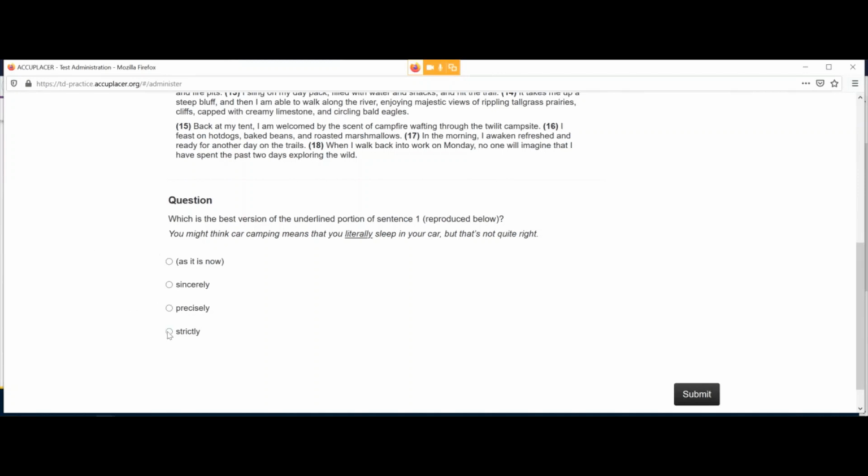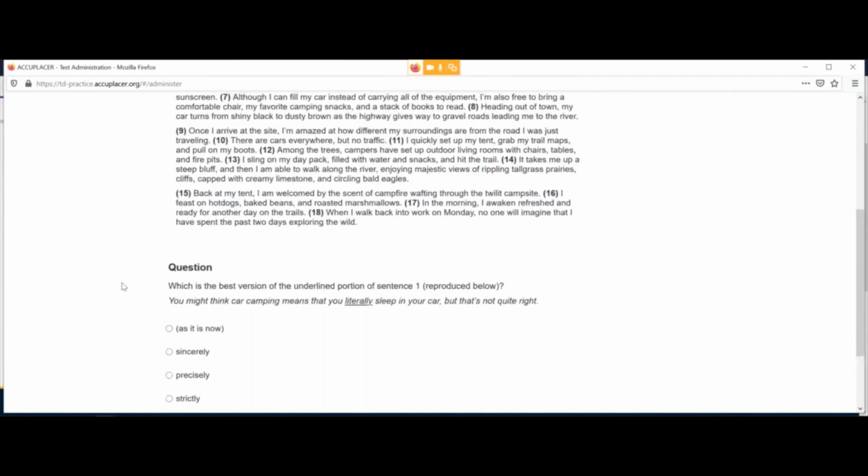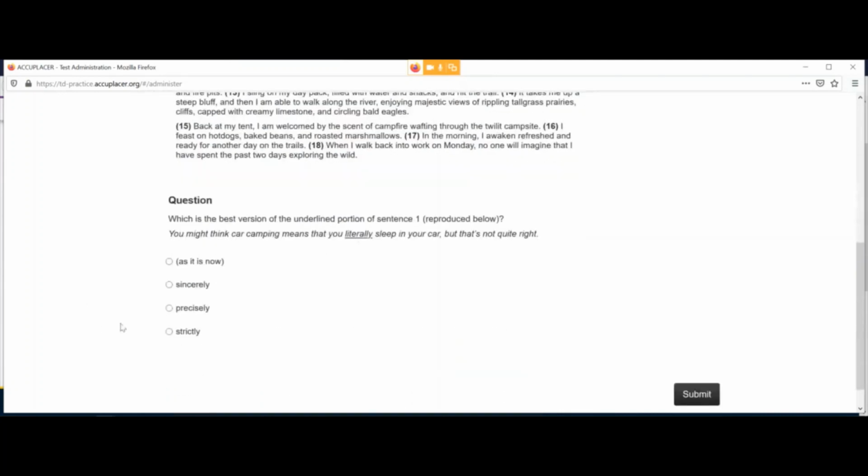And then these are your choices. Again, the first choice is always as it is now. Then the second choice is, should you replace literally with sincerely? Should you replace it with precisely, or should you replace it with strictly? Well, let's look at the sentence again. You might think car camping means that you literally sleep in your car, but that's not quite right.